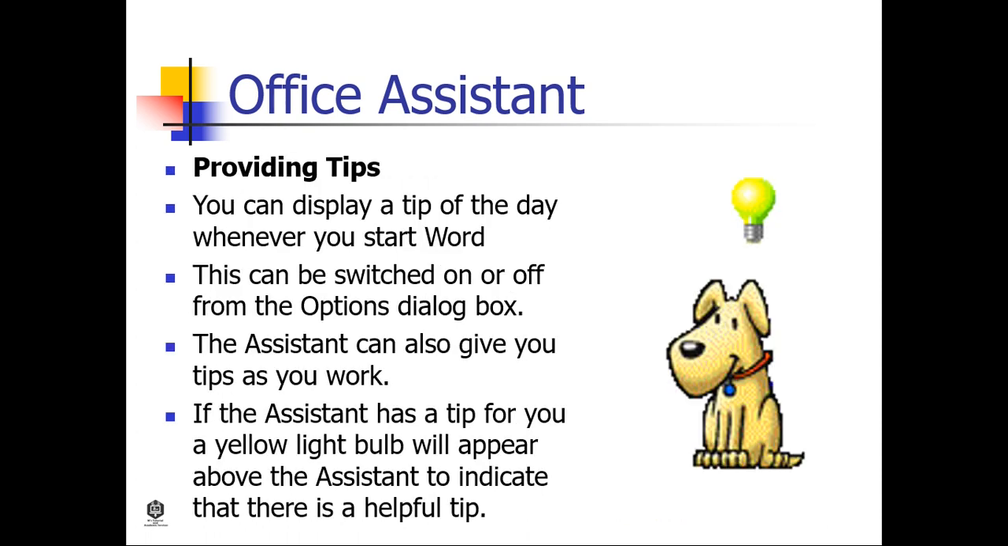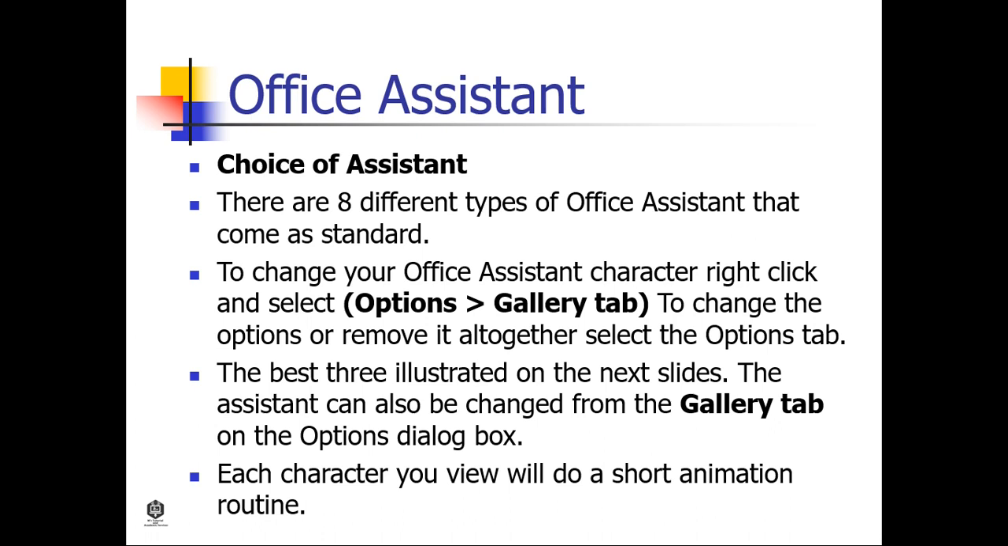Providing tips in terms of Office Assistant, you can display a tip of the day whenever you start work. This can be switched on or off from the Options dialog box. The Assistant can also give you tips as you work. If the assistant has a tip for you, a yellow light bulb will appear above the assistant to indicate that there is a helpful tip.